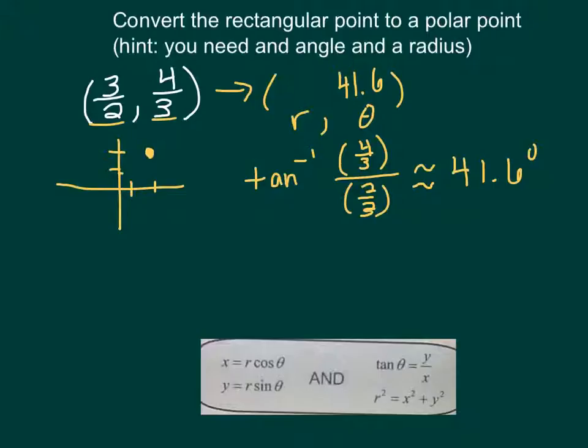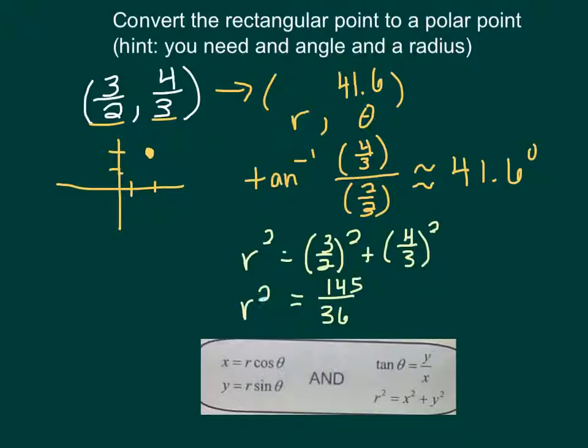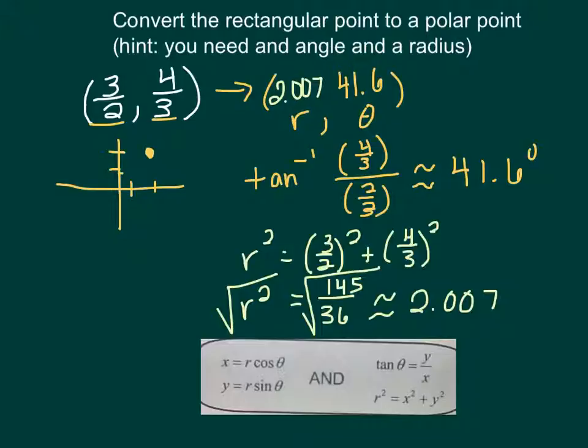All right, then I need to find r squared. So I'm going to take x squared, which is 3/2, plus y squared, which is 4/3, and that will give me my radius squared. When I add those together, I get 145 over 36. Again, that's r squared. If I want r, let's go ahead and take the square root of the entire thing, and I get approximately 2.007. I didn't round to 2 because if it's not exact, I'd like to have at least a decimal. So here is my final answer.